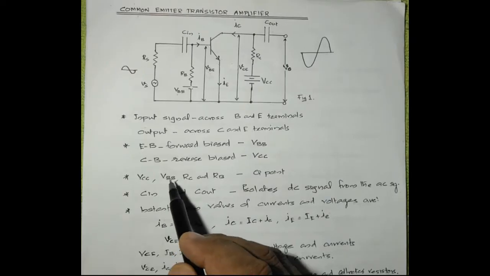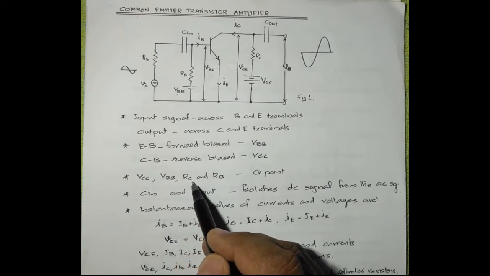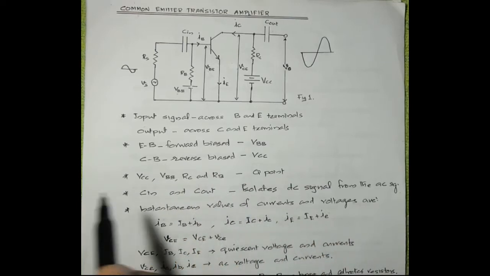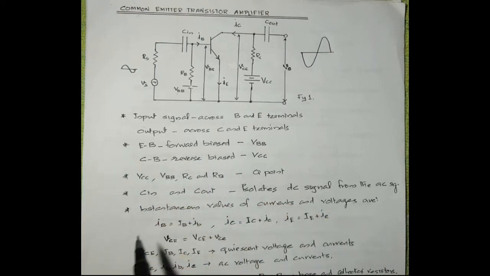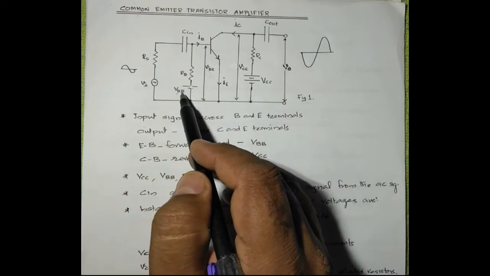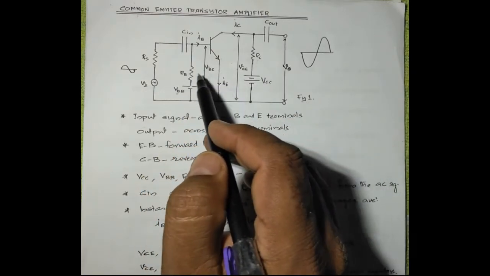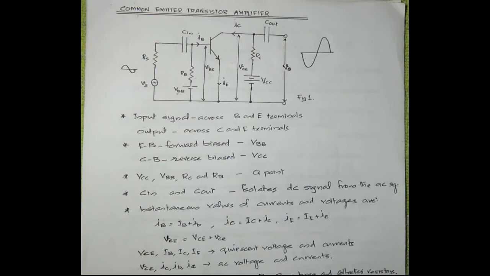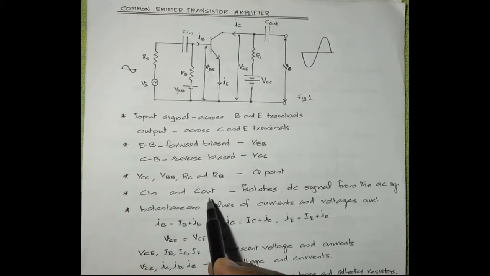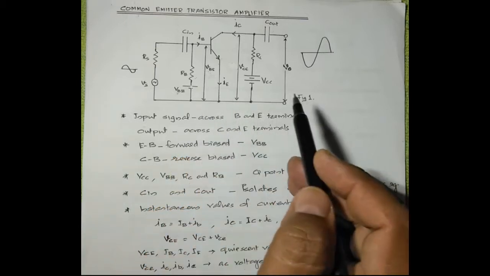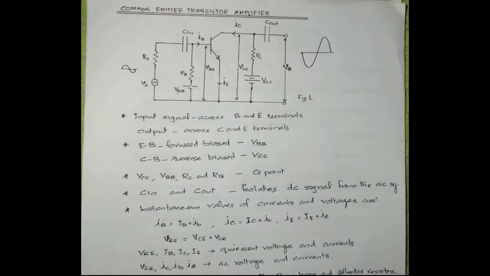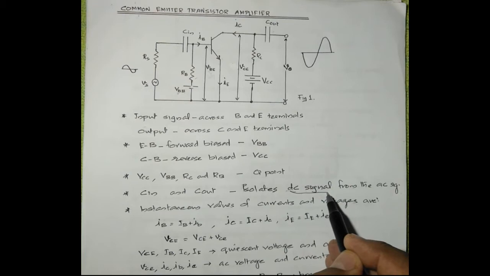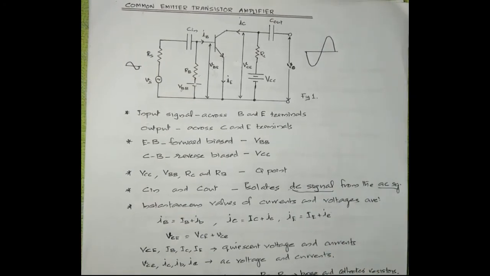Now we can see that VCC, VBB, RC and RB together determine the quiescent point of the transistor. Then we have two capacitors, C in and C out. The C in and C out are called the coupling capacitors, which block the DC and allow the passage of only AC. And this isolates the DC signal from the AC signal. This is very, very important.